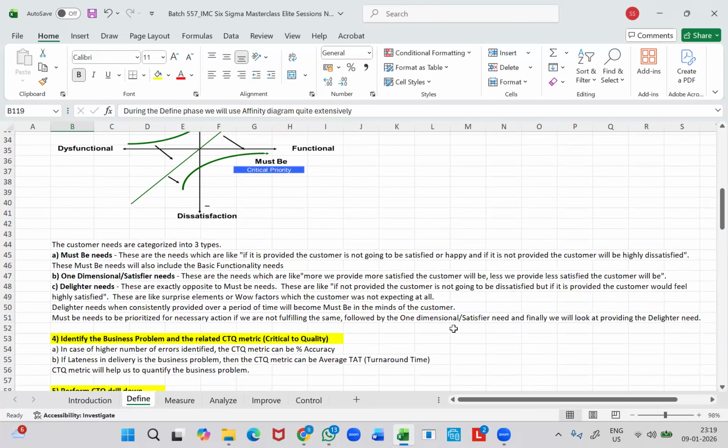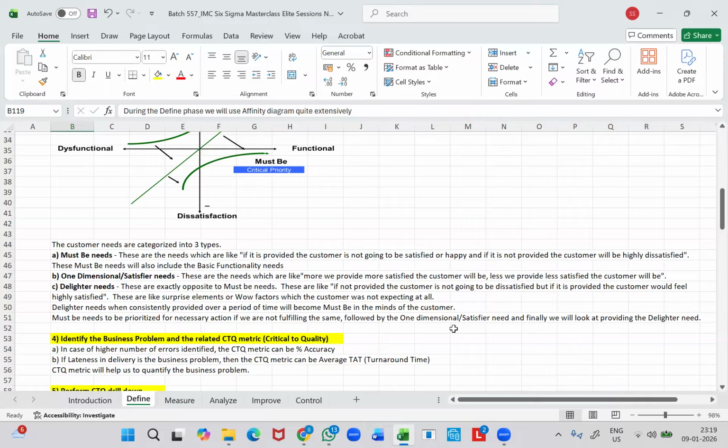And once we prioritize the customer needs, if you find that we are falling short of the priority customer need, that will be identified as the priority business problem. And for that business problem, we need to identify a metric called CTQ metric. So CTQ, the full form is critical to quality. This CTQ metric will help us to quantify the business problem and understand how big the business problem is.